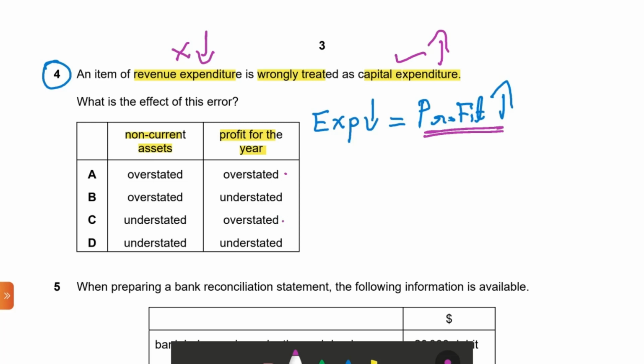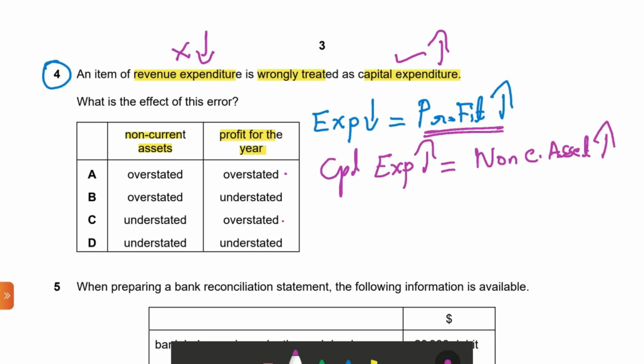Next, it is wrongly treated as capital expenditure. Capital expenditure we enter in the non-current asset. So it is more than the actual. So capital expenditure overstated means non-current asset overstated. So the correct answer: profit is overstated, non-current asset is overstated. Answer A is the correct answer.